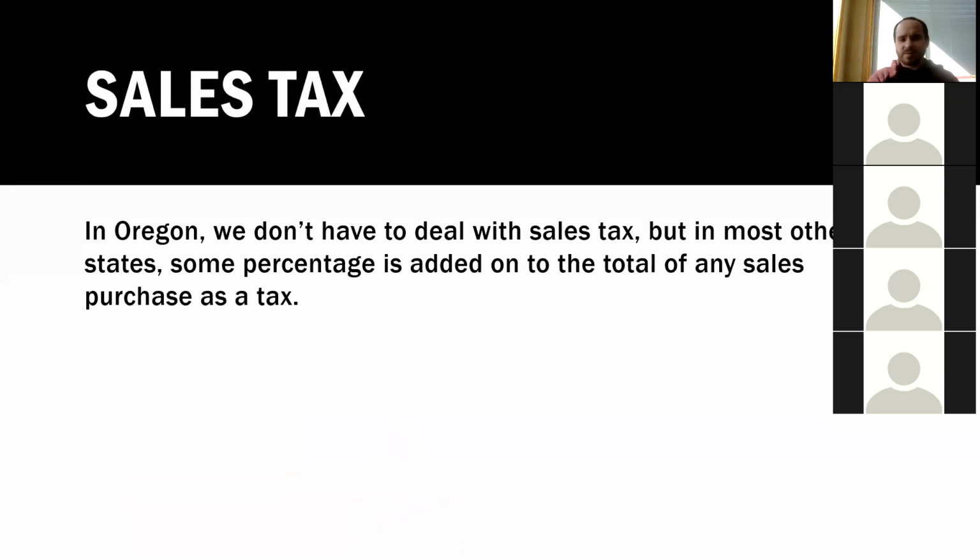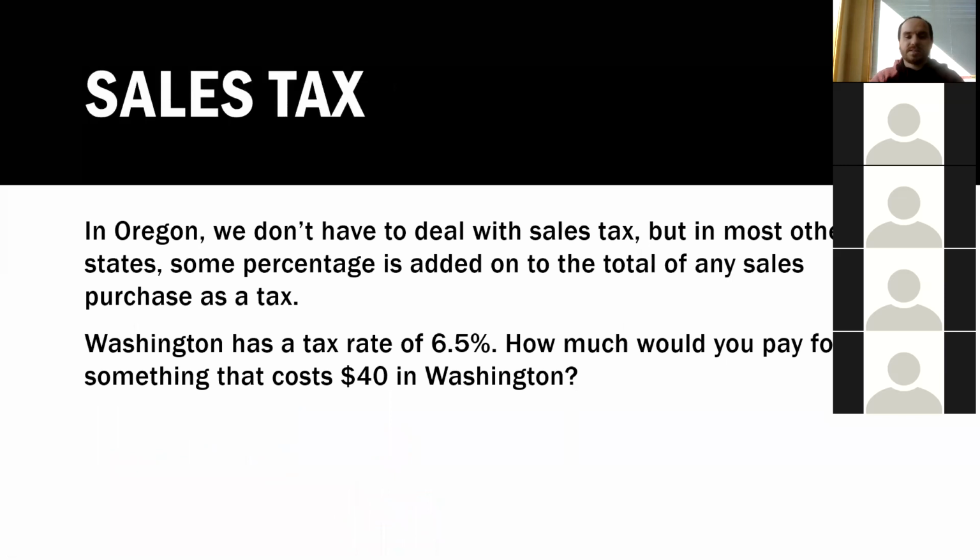So in Oregon, obviously, we don't have to deal with sales tax. We have higher income tax instead, but in most other states, some percentage is added onto the total of any sales purchases as a tax. Washington has a tax rate of 6.5%. So how much would you pay for something that costs $40 in Washington?